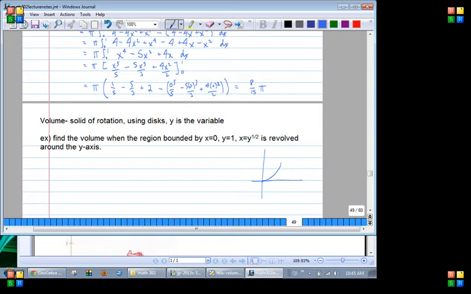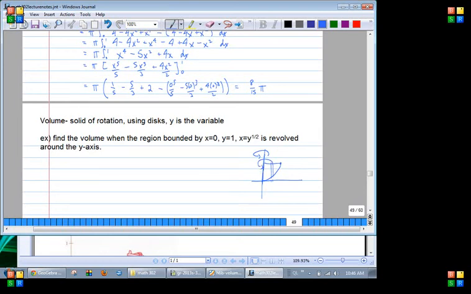Okay. So we've got this. We've got x equals 0. And we've got y equals 1. And it's revolved around the y-axis. Okay. So how are we going to revolve this around the y-axis? How are we going to take a slice? Well, if we use dx, what would a slice look like? Dx would look like this, and we're going to revolve it around that way.